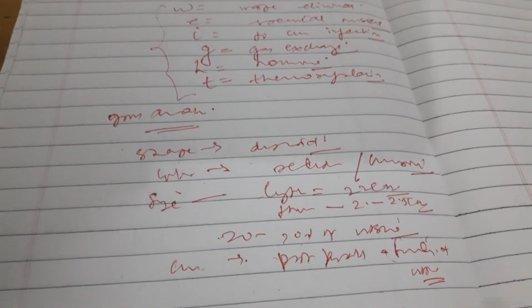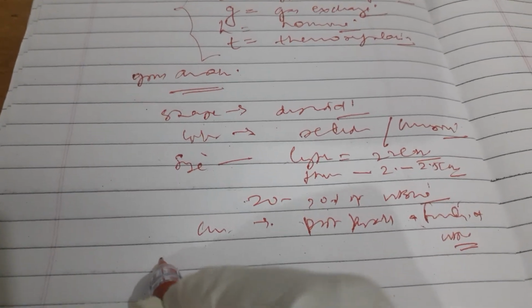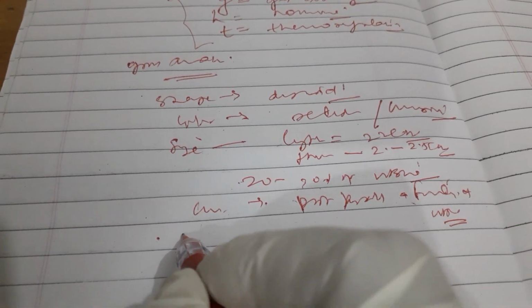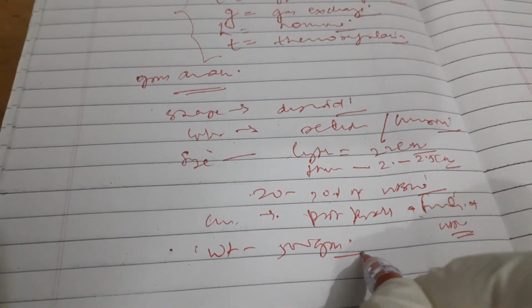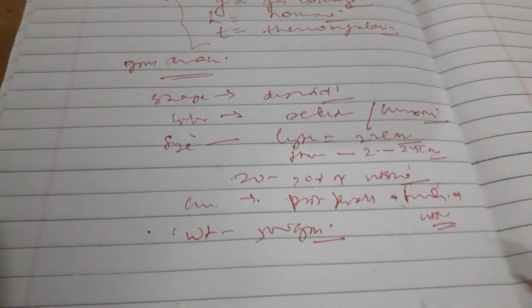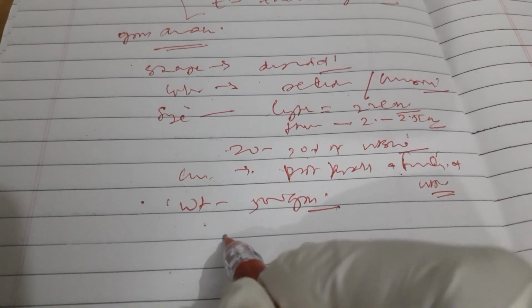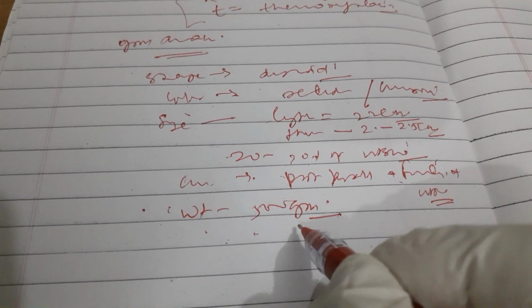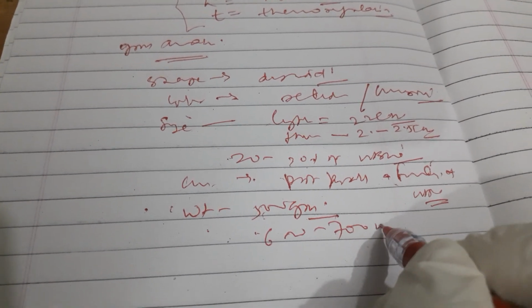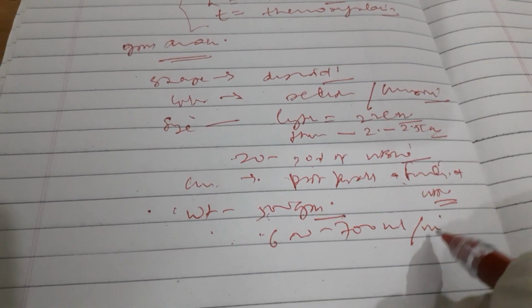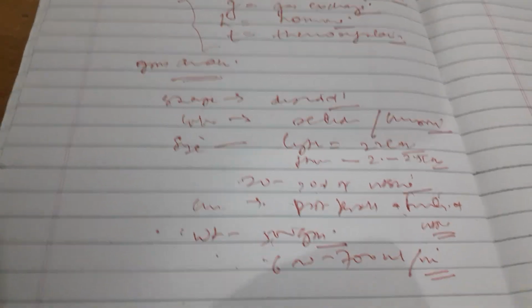Near the fundus of uterus. Okay. Now its weight is 500 gram, and the blood flow inside the placenta at term is 600 to 700 milliliter per minute.